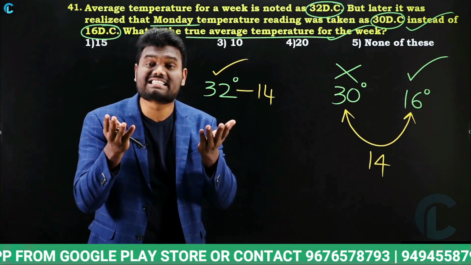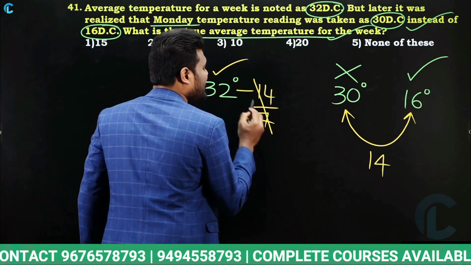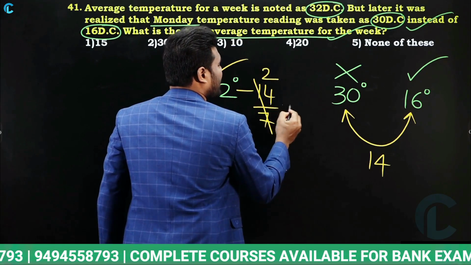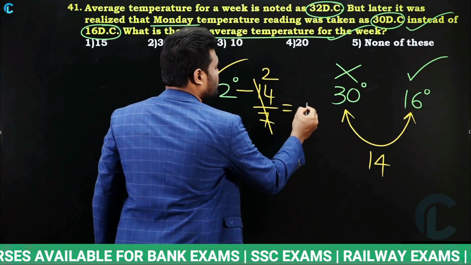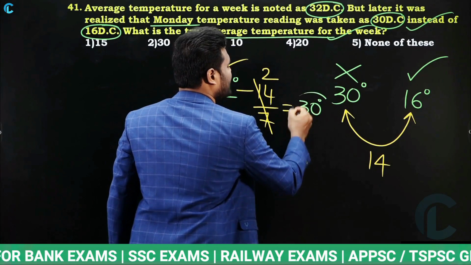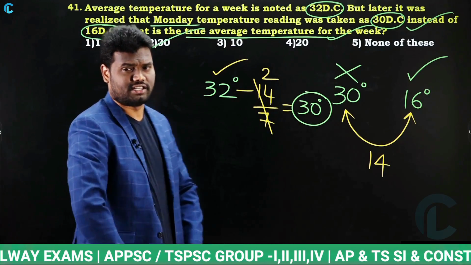Week means how many days? 7 days. So it has to be distributed over 7 days. Then 14 divided by 7 is 2. So the correct average temperature is 32 minus 2, which is 30 degrees Celsius. So the answer for this question is 30 degrees Celsius.